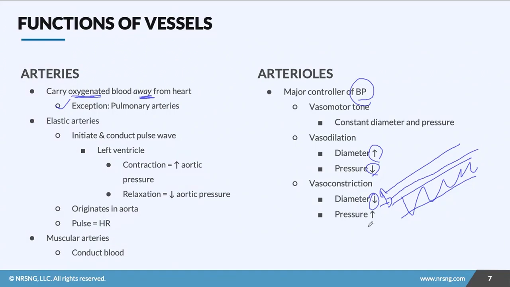That's going to come back into play so much during your career with this vasodilation and vasoconstriction, and then how we try to manipulate that with fluids or with medications. All right.